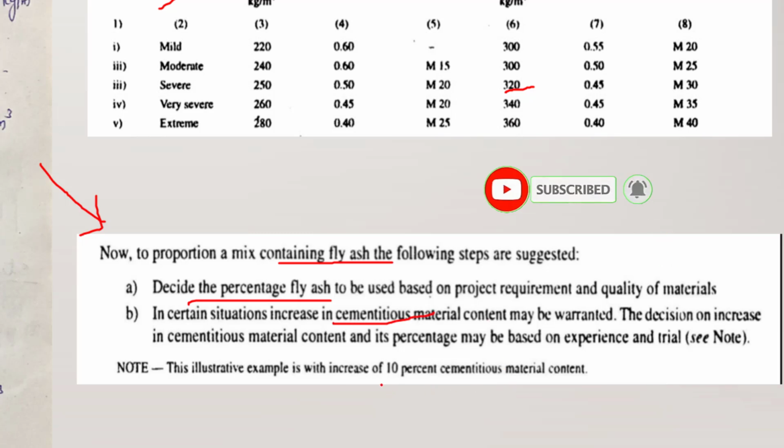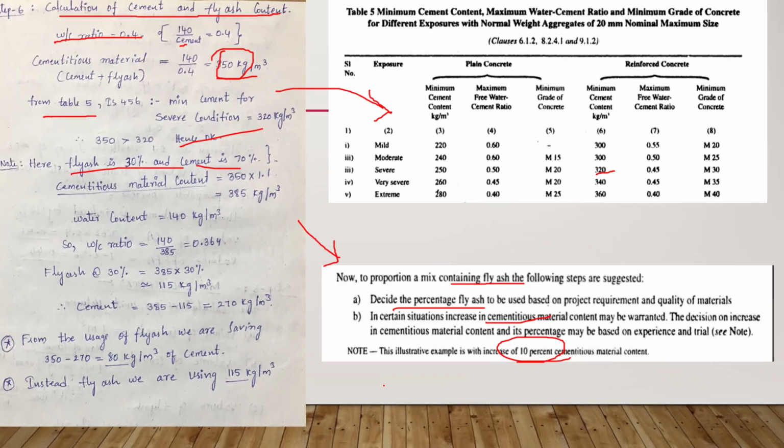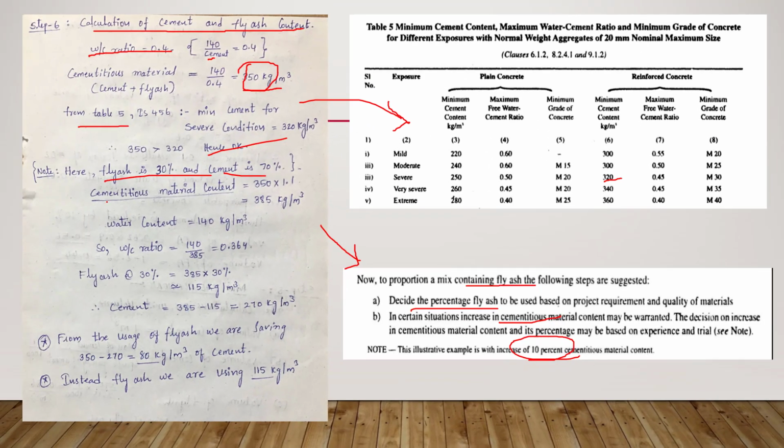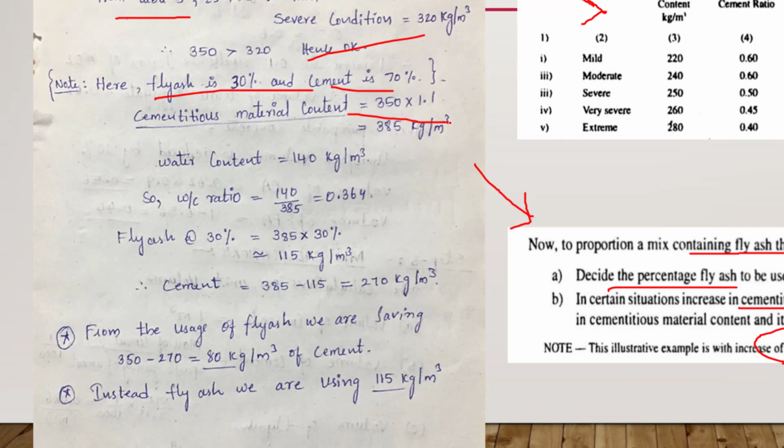So I have here taken a 10% increase. Here, cementitious material equal to 350; total cementitious material is increased by 10%. I am changing it, okay, 385 kg per meter cube I will get. So water content is 140, so definitely the water cement ratio will change. So the new water cement ratio is 140 by 385, that is 0.364. With the changed water cement ratio we have to take further steps.